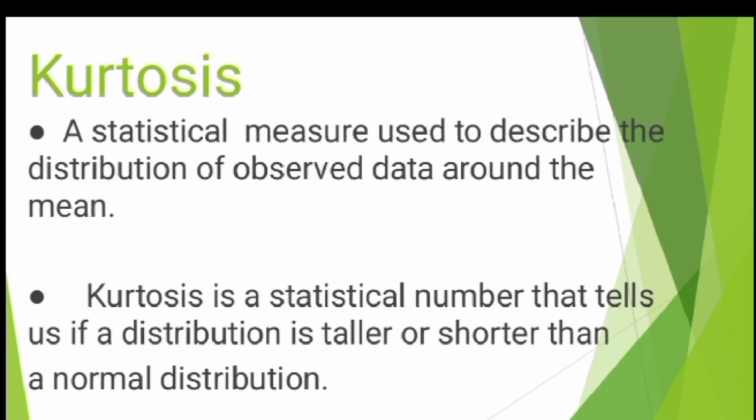Now we will proceed to the next, the kurtosis, a statistical measure used to describe the distribution of the observed data around the mean. This tells us whether the data distribution is heavy-tailed or light-tailed in a normal distribution. Kurtosis tells us the peakedness or flatness of the distribution. Kurtosis is basically a statistical measure that helps to identify the data around the mean.